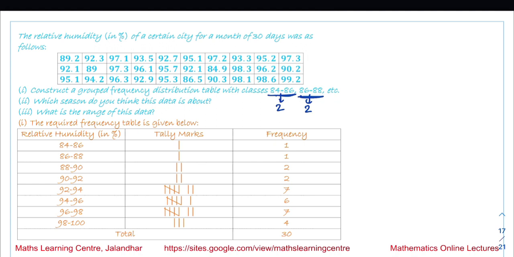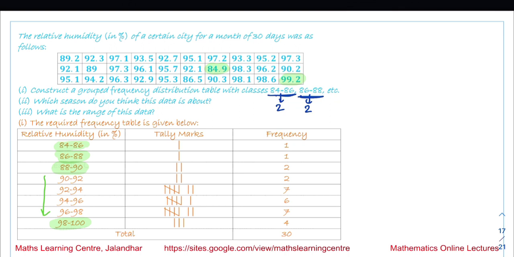Now if we look at these values, the minimum value that we have is 84.9, and the maximum value that we have is 99.2. So we can see that we have to construct the classes in this form: 84 to 86, class size is 2, then 86 to 88, class size is 2, then 88 to 90, class size is 2, and continuing in this form, we get the last class as 98 to 100. Over here also the class size is 2.